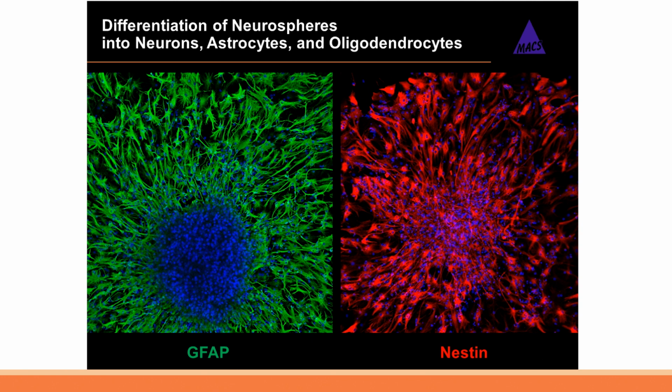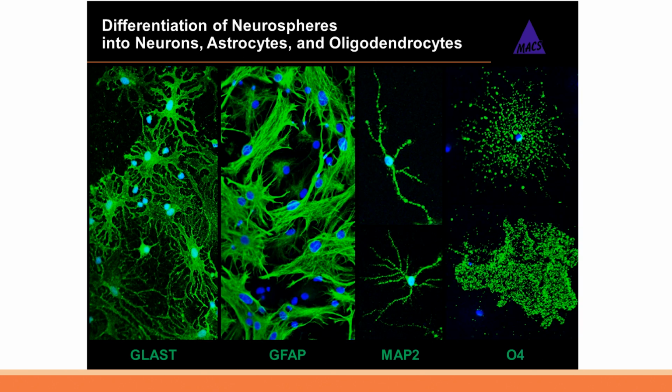Furthermore, we also stained for a neuronal marker, MAP2, and for the oligodendrocyte marker O4. We could also show that the cells differentiated here into neurons as well as oligodendrocytes. So in summary, we can say that our Neurosphere assay and the differentiation of the neurospheres show the capacity of the isolated cells for self-renewal and also show their ability to differentiate.